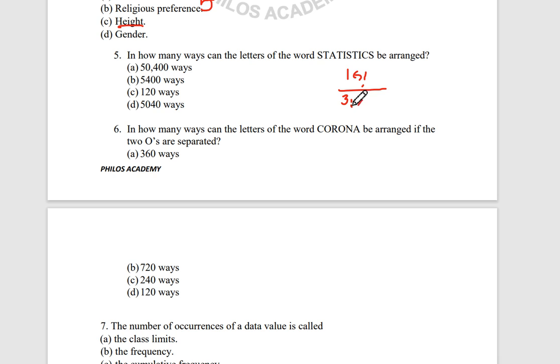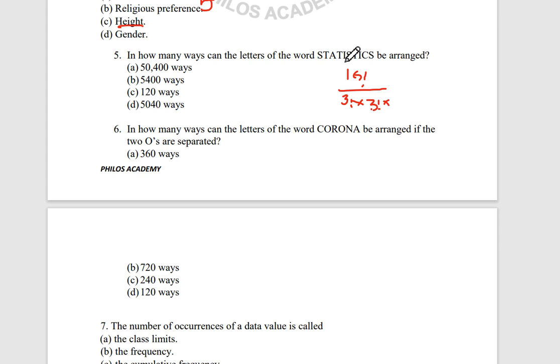times how many t's do we have? We have 1, 2, 3. So we have 3 t's as well. So we say another 3 factorial times how many a's do we have? We have only 1 a, so there's no need writing 1 factorial.